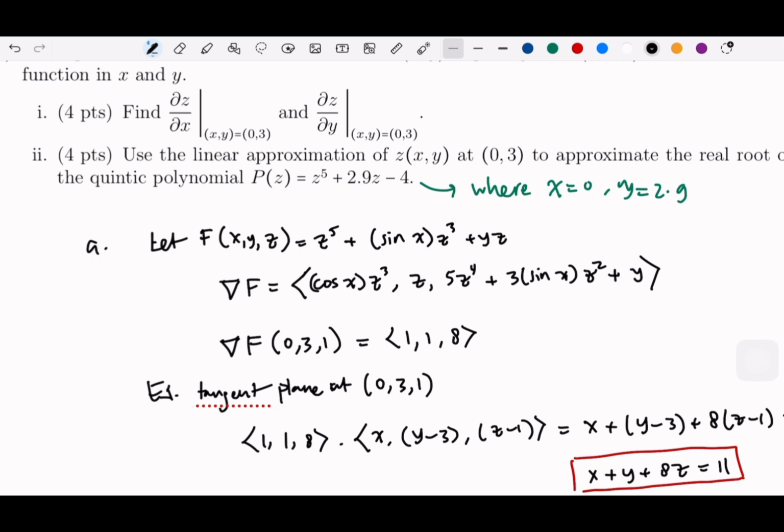And then take the points, put them inside, and the tangent plane will be the del F at this point, dotted with the initial point differences: x minus 0, y minus 3, z minus 1. So we can dot these two: 1 with x, 1 with y minus 3, and then add all together. So we get this tangent plane.